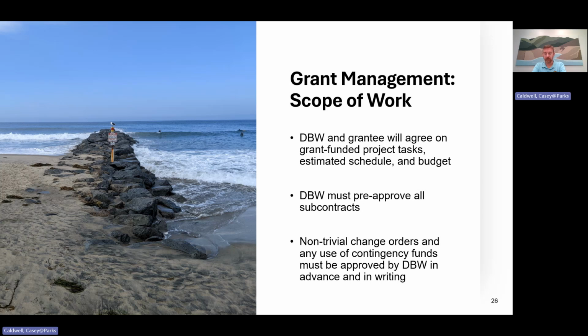If overruns for individual budget items come up during the project, DBW will require the grantee to demonstrate how the overruns will be paid for. DBW won't automatically reimburse overruns from the contingency budget. Sometimes using contingency is completely appropriate, but that reserve is for truly unforeseen events, not for convenience.